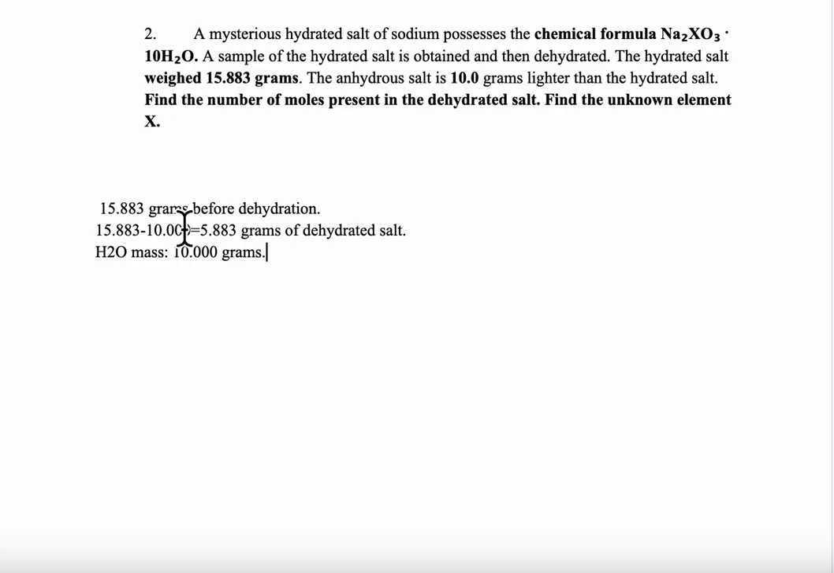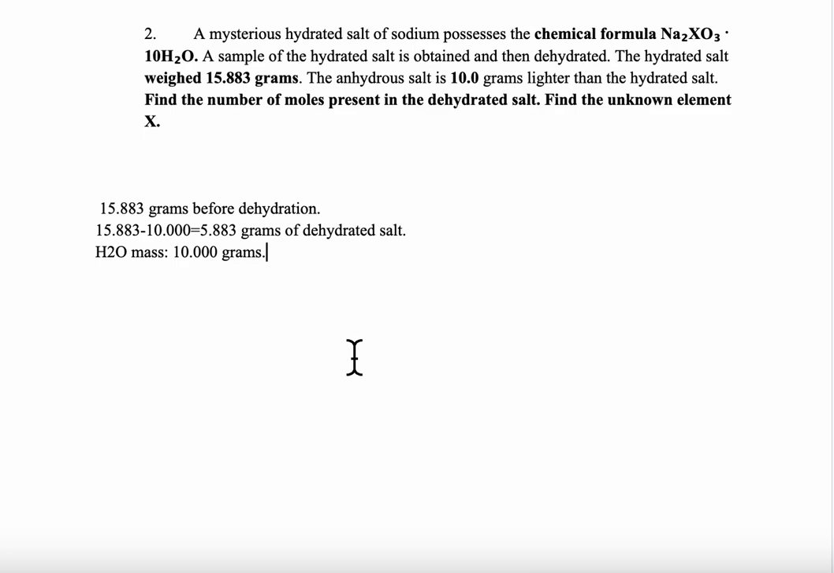And we know that the salt itself, of sodium, is 5.883 grams. So essentially that's the first, just that little bit of interpretation that's so important with these kinds of questions. And now what we have to do, though, is find the unknown element X.